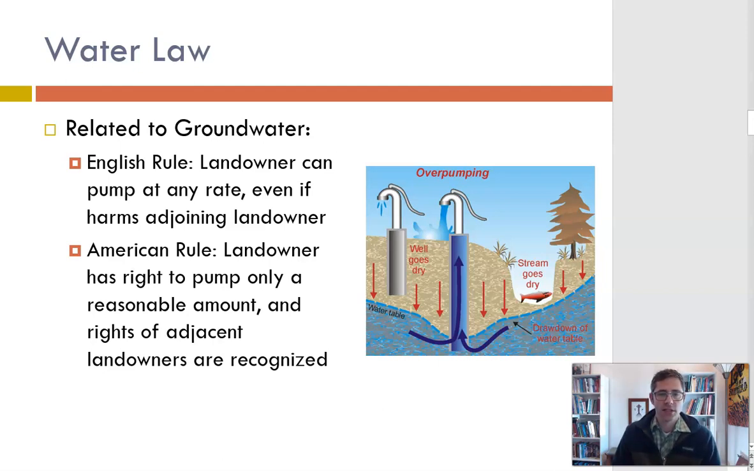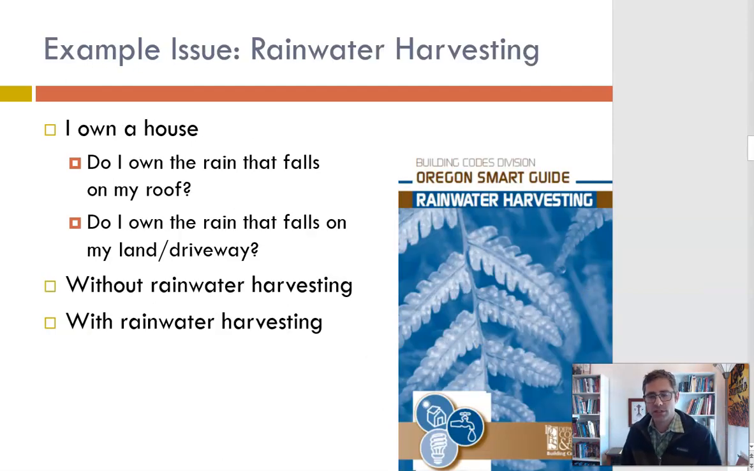Some of the complexities are related to what happens downstream, what elements of the water cycle are you impacting? If you think about rainwater harvesting, this is a kind of a flashpoint issue for a lot of people in the West. It becomes a political issue where people think it's crazy that the states would regulate my own use of rainwater that falls on my property. But I think it's a useful question to think through. I own a house. Do I own the rain that falls on my roof? Do I own the rain that falls on my land or driveway?